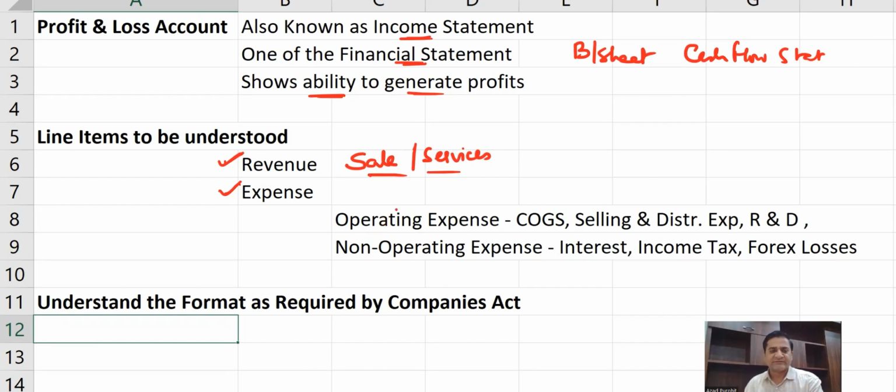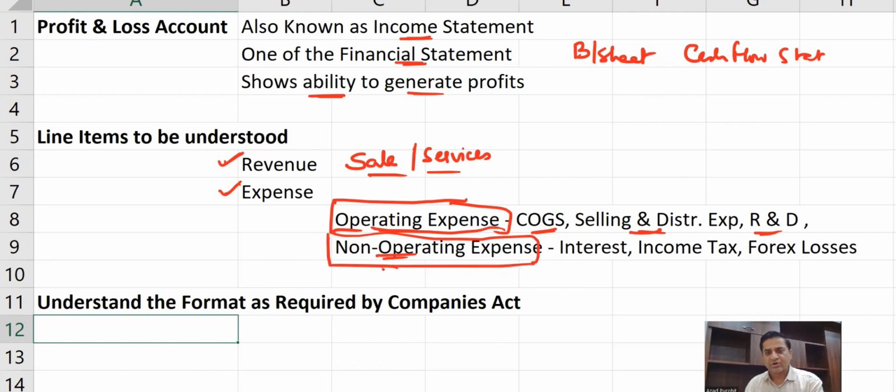And in order to find out the expenses, we need to find out what operating expenses are and what non-operating expenses are. As we discussed in our earlier class, operating expenses are expenses like cost of goods sold, selling and distribution expenses, or research and development expenses, which means the expenses related to the regular operational activities of the organization. Non-operating expenses are those incurred by the company but not directly related to operational activities. Examples would be interest expense, income tax expense, or loss on account of foreign exchange transactions and things like that.